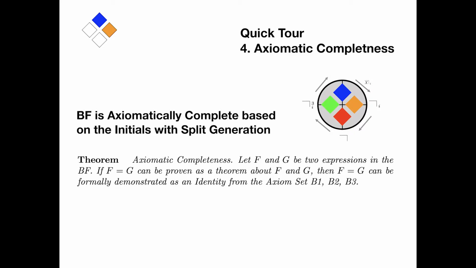And then the BF calculus is axiomatically complete. Just like Laws of Form is axiomatically complete, in the BF calculus, if it's provable that f equals g, then it's also demonstrable from the set B1, B2, B3 that we talked about before, the Bricken initials, with split generation.